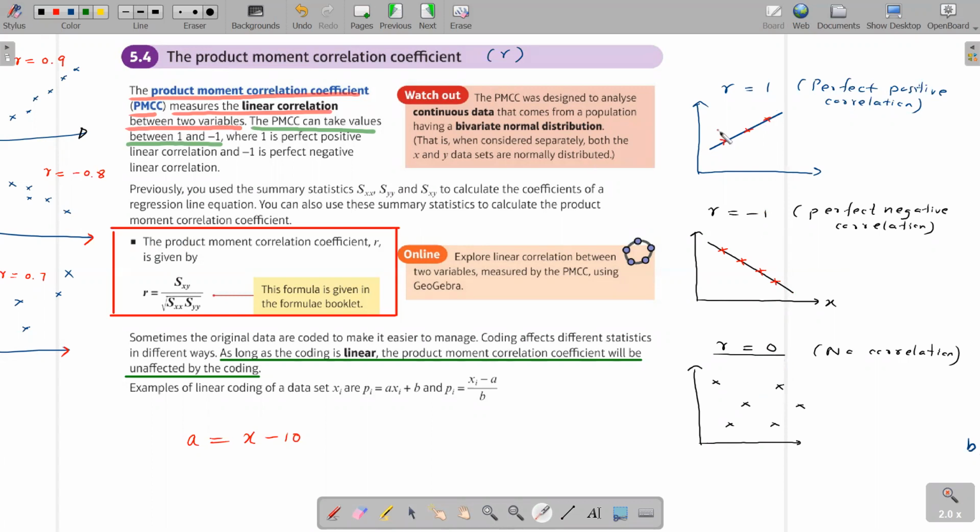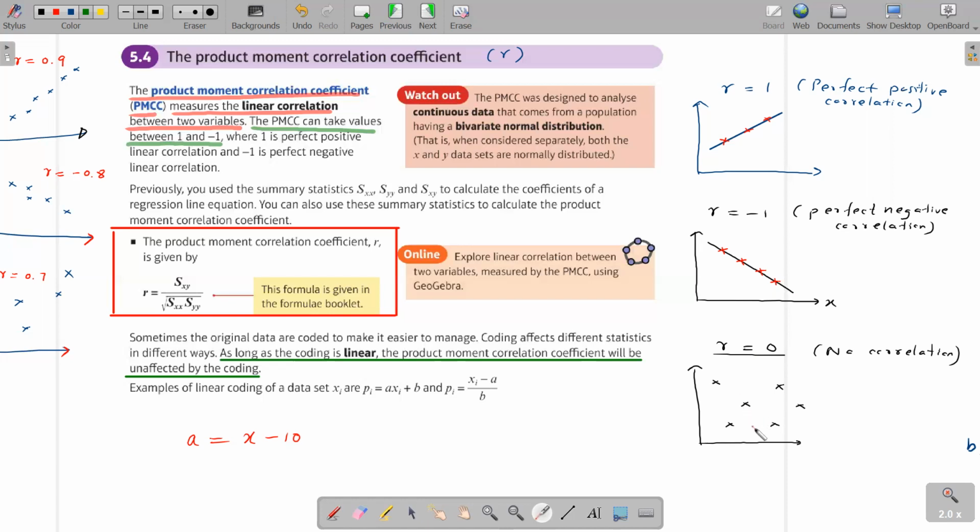We denote the coefficient, the PMCC, as R. When I use the letter R, it means the PMCC, the correlation coefficient. So if the correlation coefficient is equal to 0, what's happening? The points are scattered, in the sense that you don't find any relationship. So there is no correlation, or no relationship.